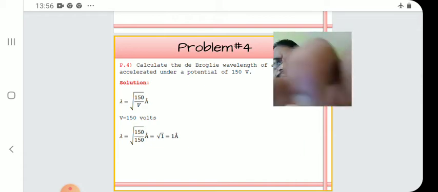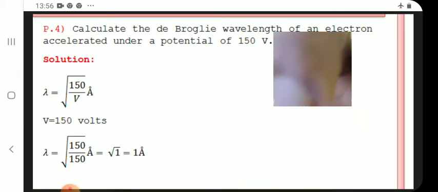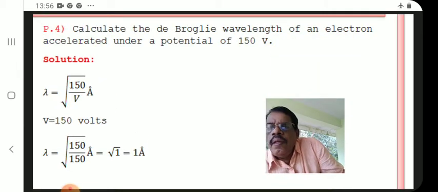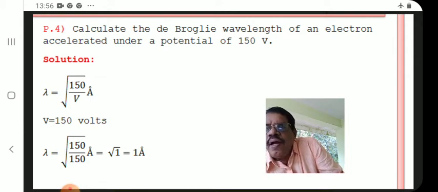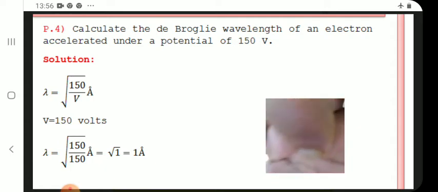Next problem. Calculate the de Broglie wavelength of an electron accelerated under a potential of 150 volt. Find the de Broglie wavelength. Lambda is root of 150 by V angstrom. V is 150 volt. Lambda is root of 150 by 150 angstrom, equal to root of 1 angstrom. That is the answer.